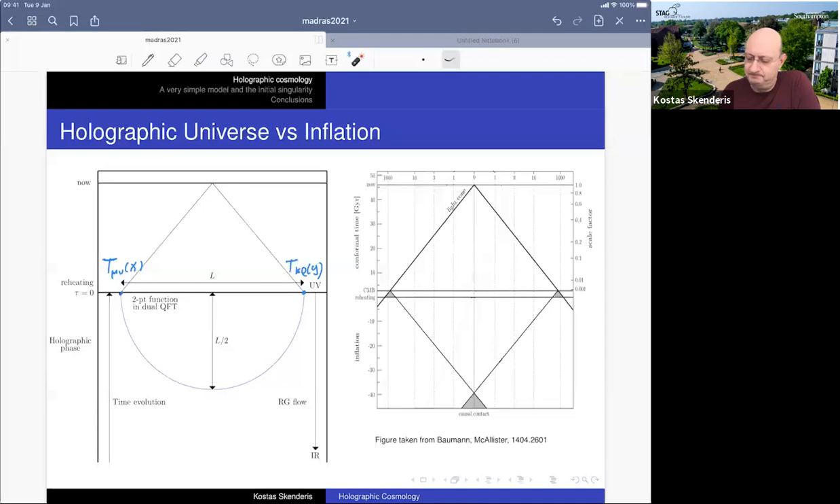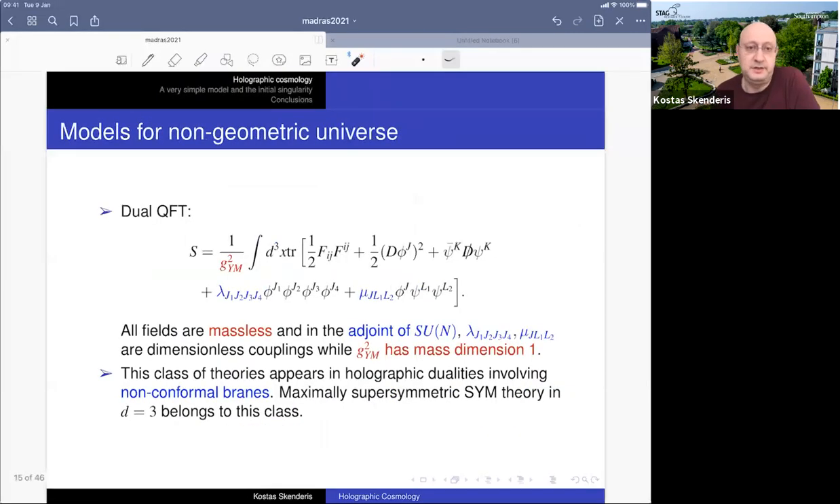Okay, so models for the non-geometric universe. The models I will be discussing are based on this Lagrangian. This is the most general three-dimensional quantum field theory which is consistent with the following facts. First of all, it should be perturbative. The F's are just some gauge fields, could be U(1) or SU(N). Here we're going to take them in the adjoint of SU(N).